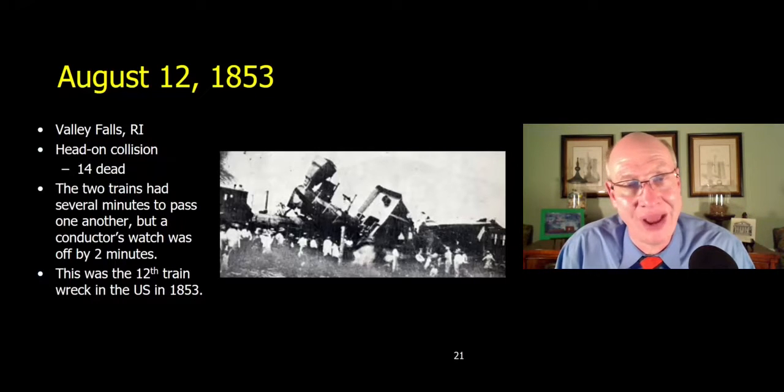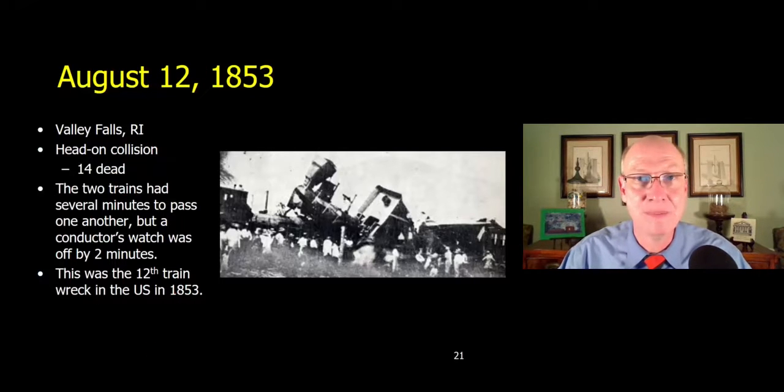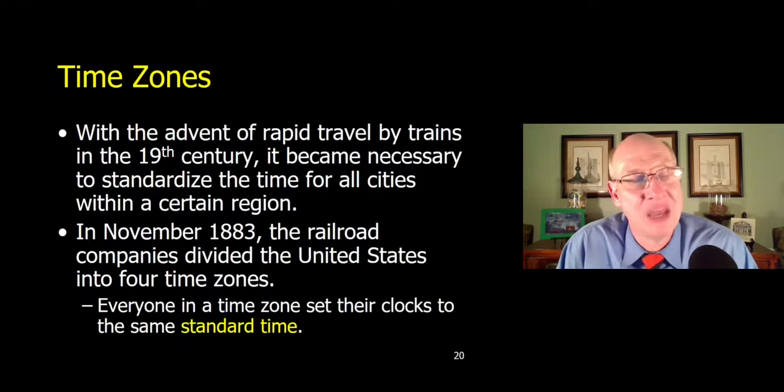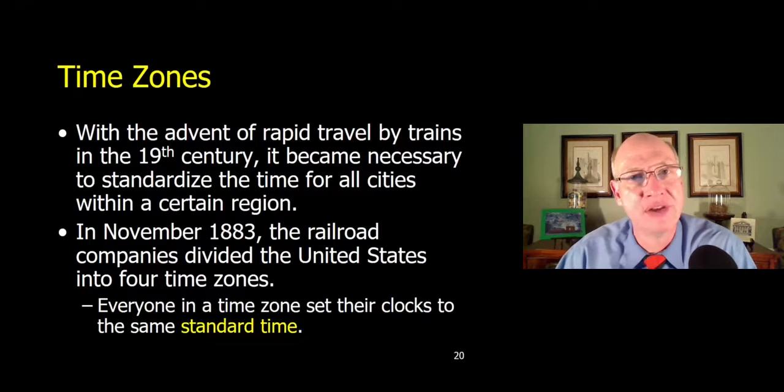That particular wreck was the 12th train wreck in the United States in 1853. That was just August, and by August there had already been 12 train wrecks. They needed a better way to keep time. What the railroads would typically do is keep time according to the city in which they were headquartered. For example, the Baltimore and Ohio Railroad would keep Baltimore time. The New York Central Railroad would keep New York time. Each railroad, wherever they were in the United States, kept time according to their home city.